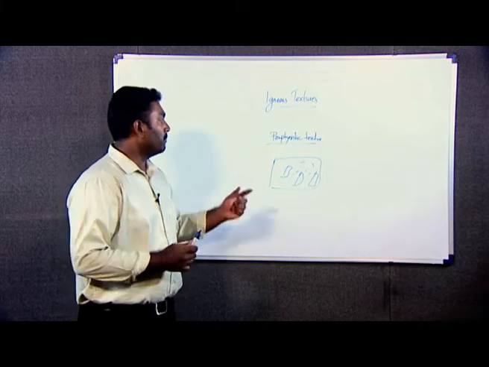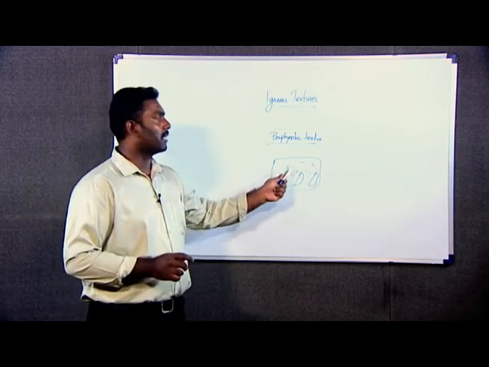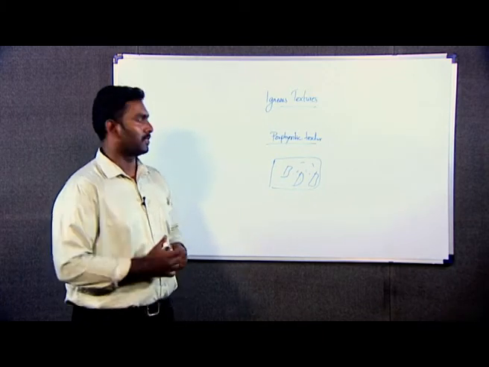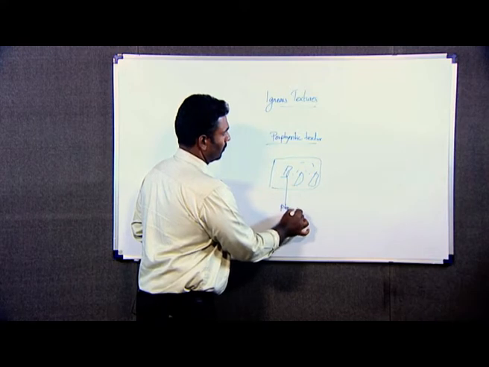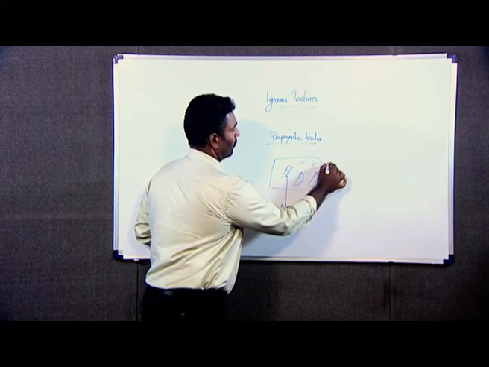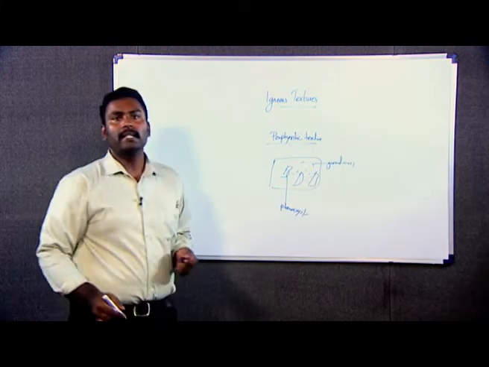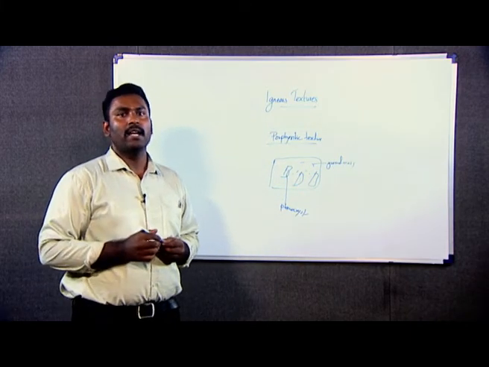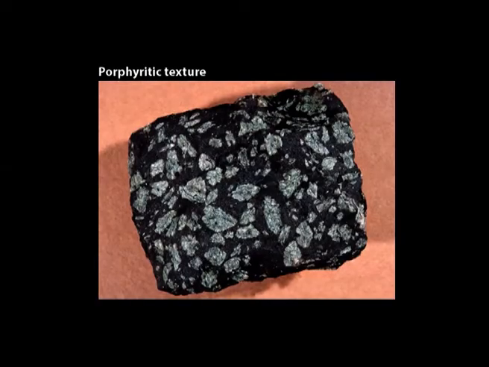Porphyritic texture is a type of inequigranular texture in which the larger crystals are surrounded by smaller crystals. The larger crystals are termed phenocrysts and the smaller crystals are termed groundmass. As you can see in this figure, the larger crystals are shown in the ash color while the dark grains consist of the groundmass.